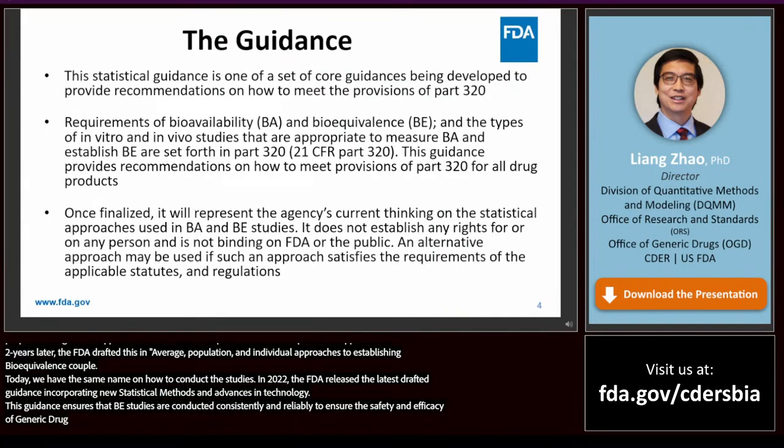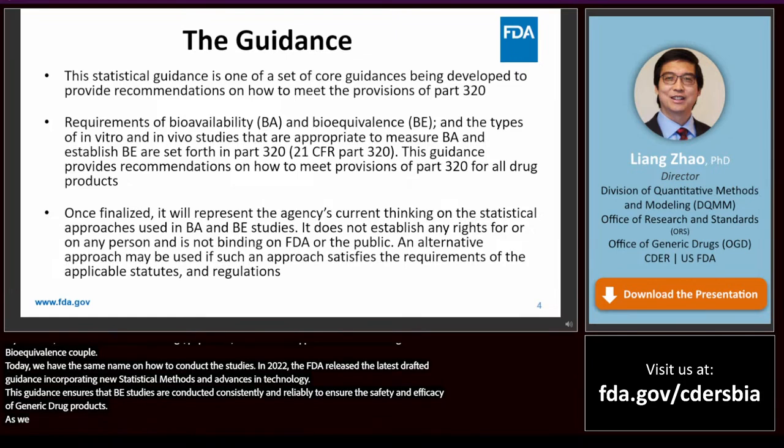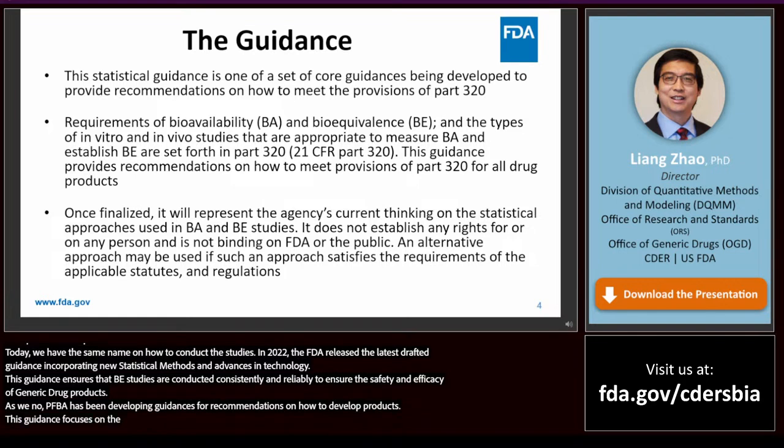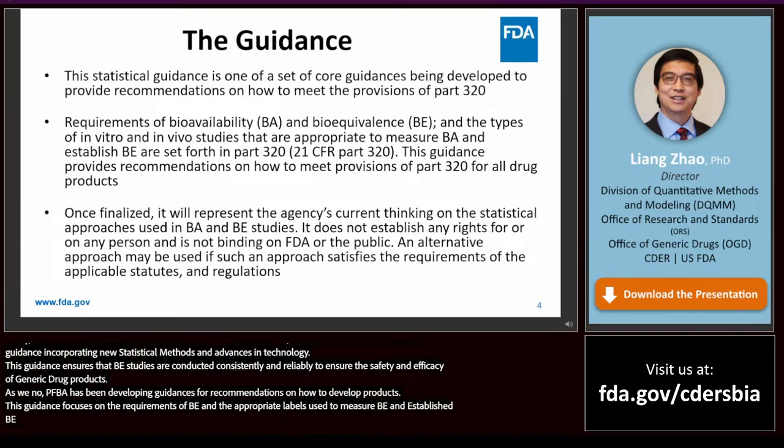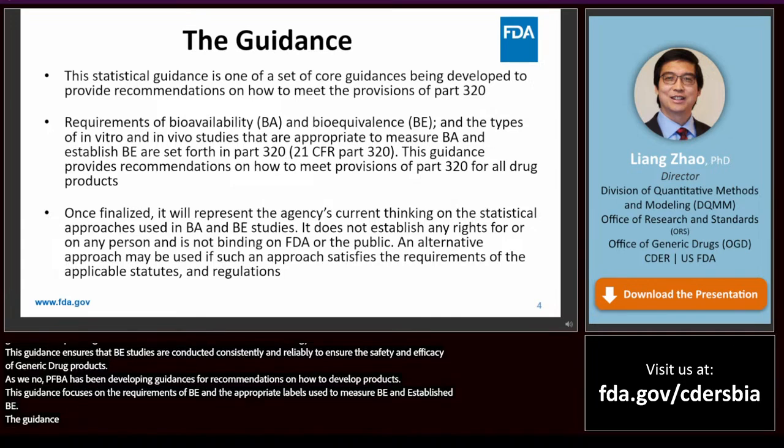As we know, the FDA has been developing a set of core guidances to provide recommendations on how to meet the provisions of Part 320 for all drug products. This guidance specifically focuses on the requirement of a BE and the appropriate in vitro and in vivo studies to measure BE and establish BE. Once finalized, the guidance will represent the FDA's current thinking on the statistical approaches used in BE studies.